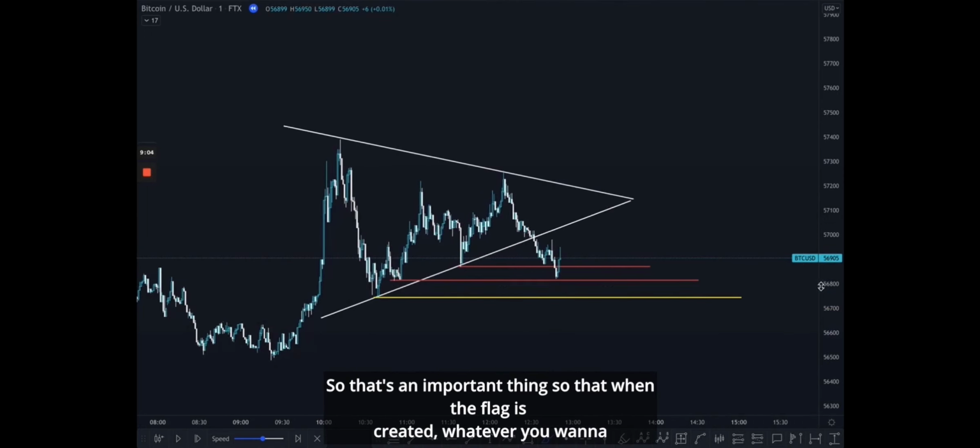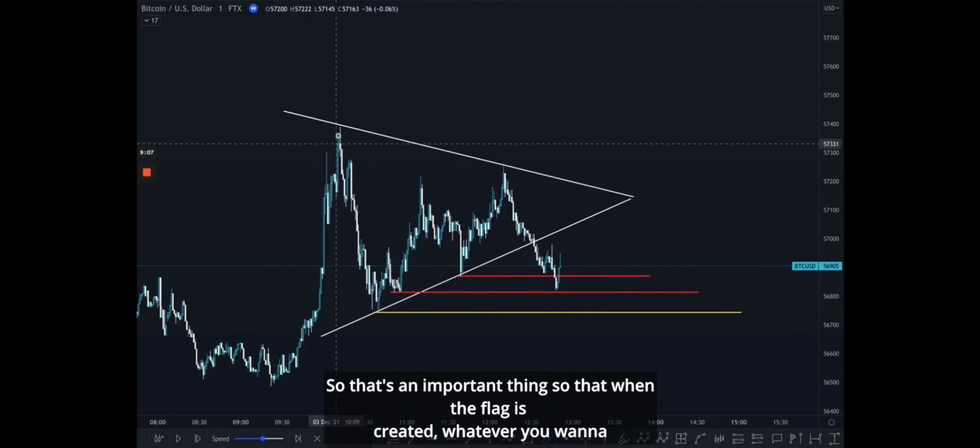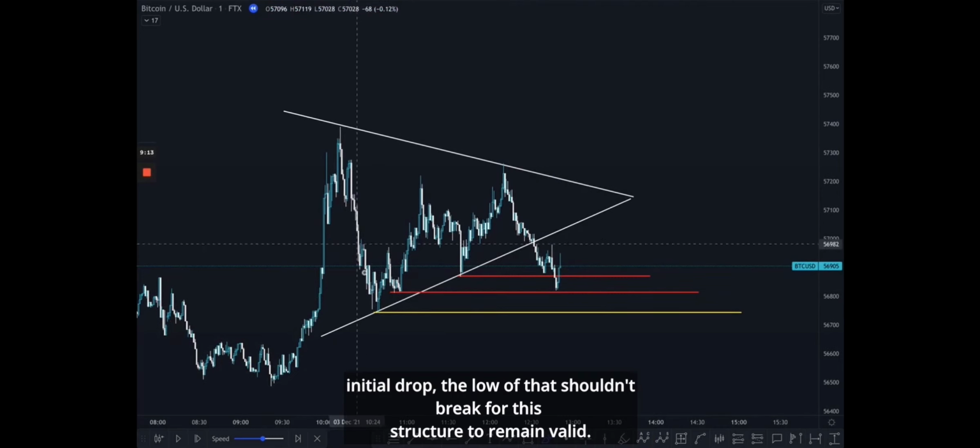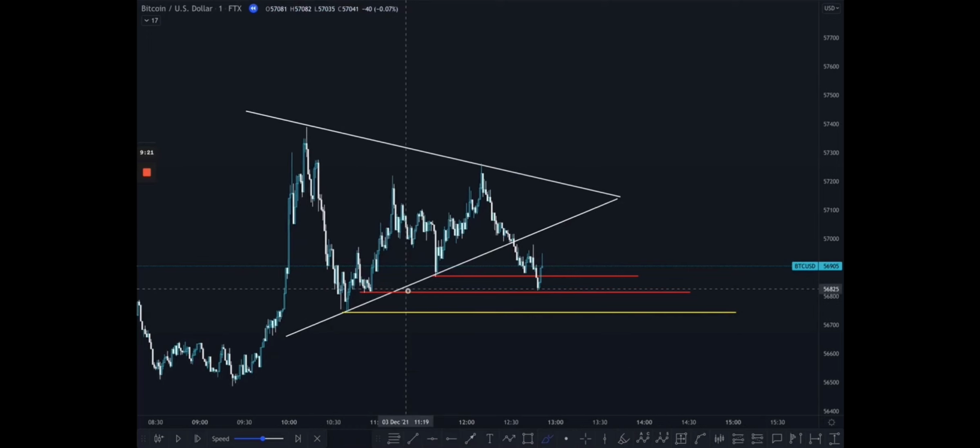So that's an important thing: when the flag is created, whatever you want to call it, from the top of the pole to the bottom of the flag, basically the initial drop, the low of that shouldn't break for this structure to remain valid. What am I looking for then?